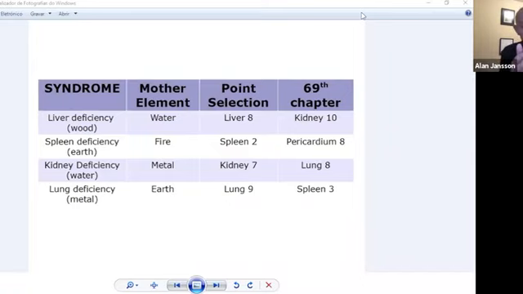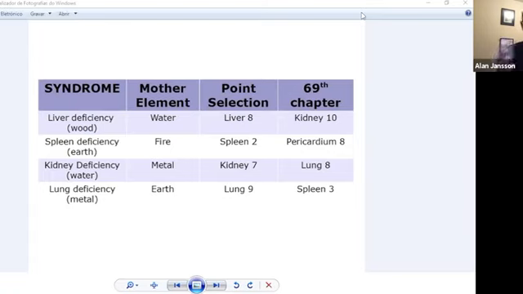we would be looking at using pericardium 8, spleen 2 in dealing with spleen deficiency, especially when there is fever present from the pathogenic invasion from external sources. So liver, wood element, use the water points. Spleen, the earth element, we use the fire points.